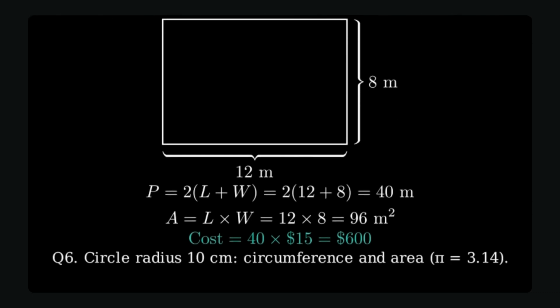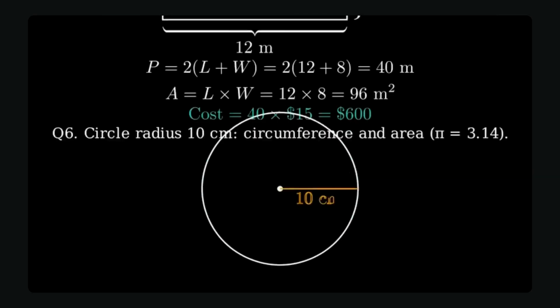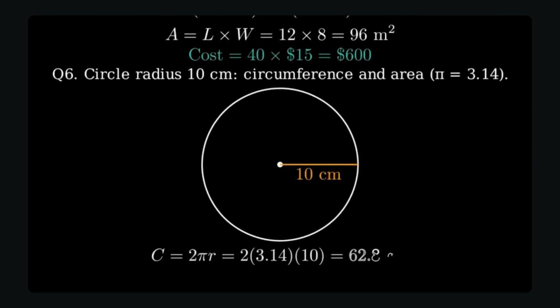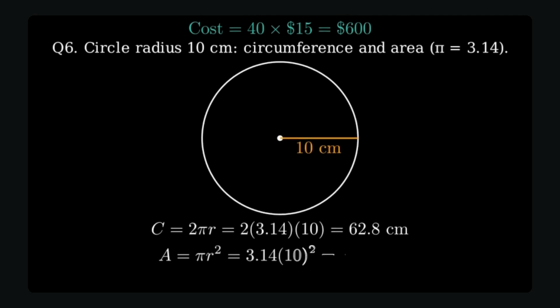Question 6. A circle has a radius of 10 centimeters. Use pi equals 3.14. The circumference is 2 times pi times r. So C equals 2 times 3.14 times 10, which is 62.8 centimeters. The area is pi times r squared. So A equals 3.14 times 10 squared, which is 314 square centimeters.